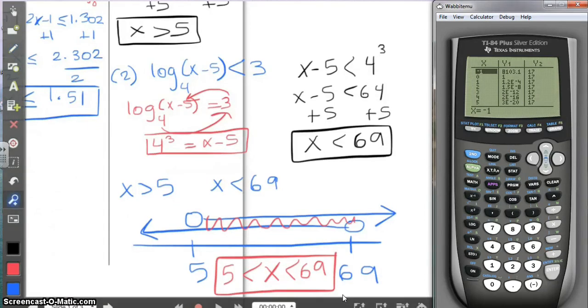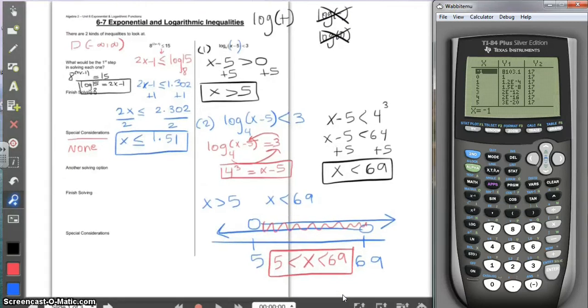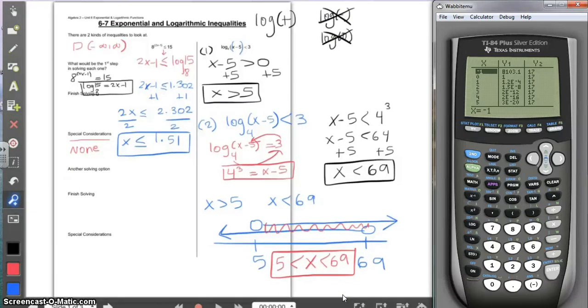So every time you have a log, you have to be careful and take your special consideration: solve the inside of the log to be greater than 0, and then solve the actual inequality. Now I want you to pause the video and try to do one on the back sheet. So let's try number 5. Go ahead and try number 5 on your own.